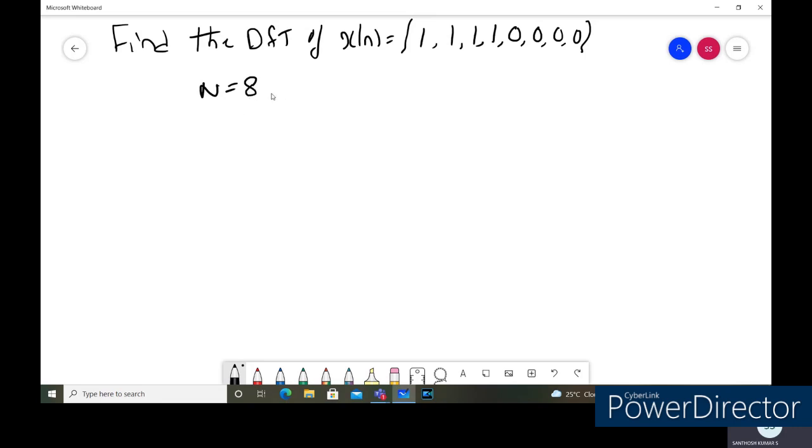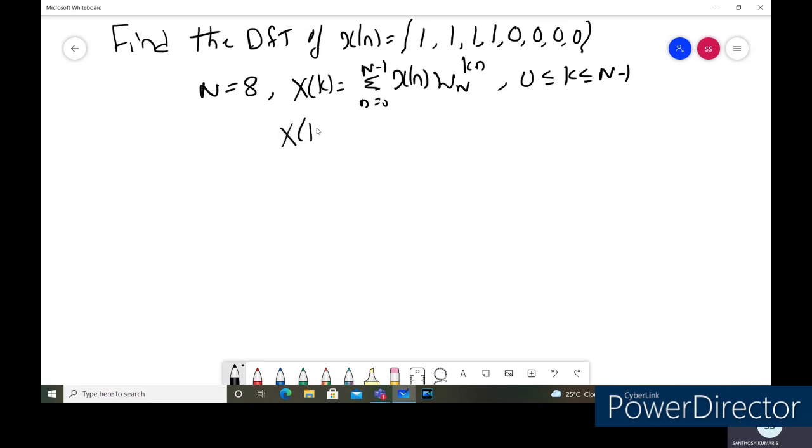So let us write the generalized formula for finding the DFT. The DFT of x of n is X of k. The formula is summation n is equal to 0 to N minus 1 of x of n into omega N to the power of kn. Here k can take the values from 0 to N minus 1. This is the generalized formula. Now let us substitute N is equal to 8 in this.